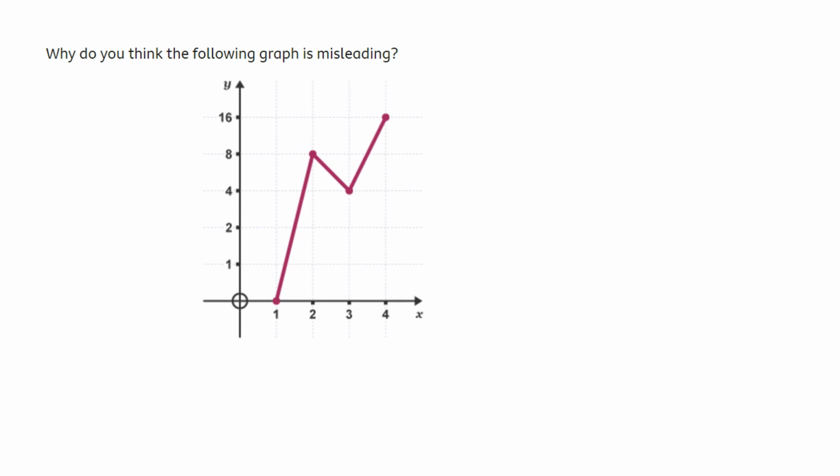So that scale would be misleading as well, because it's making it look here as if whatever 4 is, 4 years or 4 months, as if that's only slightly bigger than that, whereas actually it's twice the size.